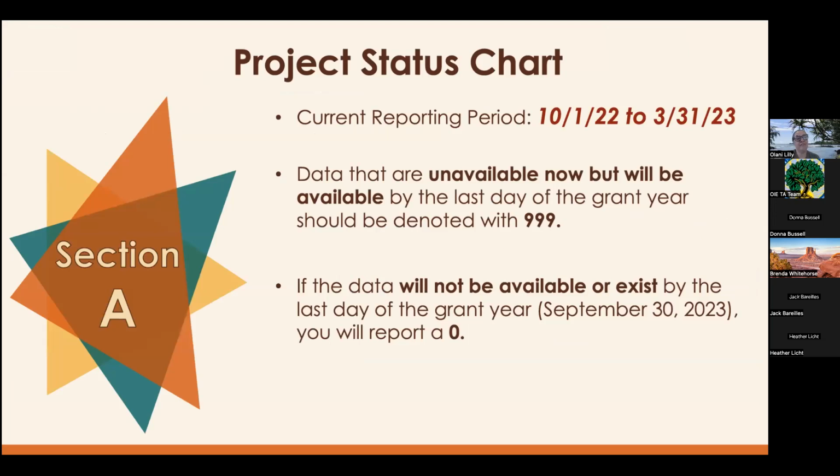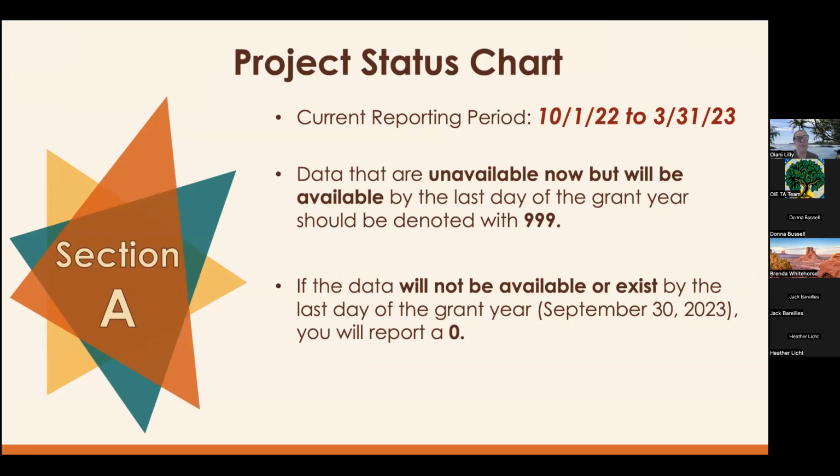So the project status chart, again, should be really focused on any activities occurring between October 1st, 2022 and March 31st, 2023. Any data that is unavailable now, but will be available at the last day of the grant year, you can denote that as 999.